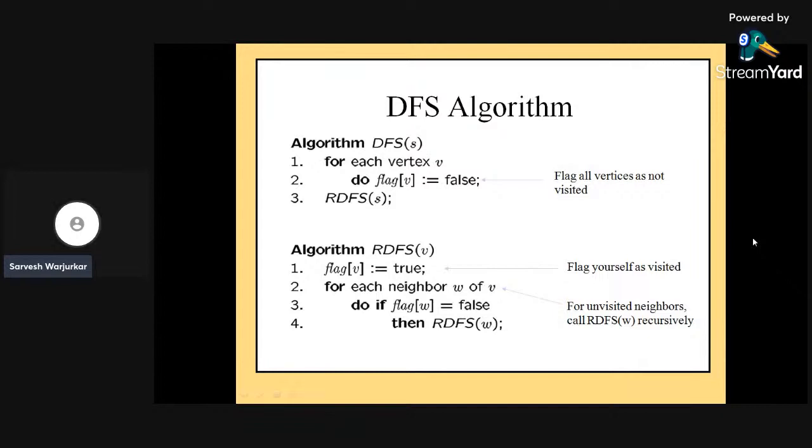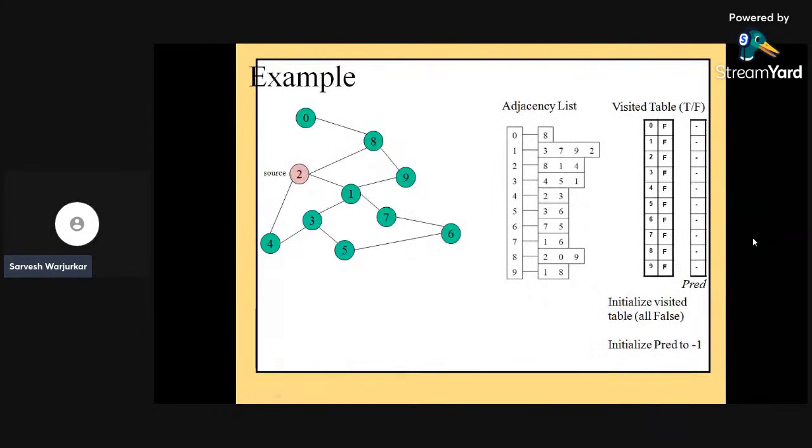This is the normal algorithm for every vertex V: flag vertices as not visited, and flag yourself as visited. So flag V equal to true, for all the neighbors W of V. We can also find it by using path predictions as well.